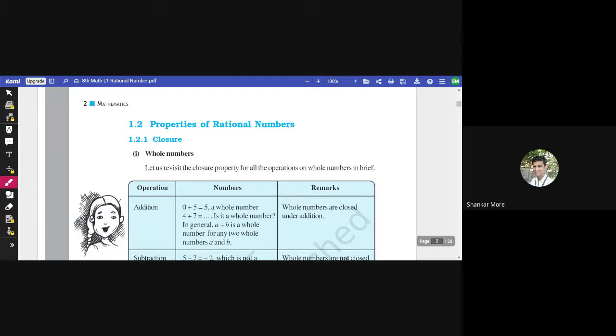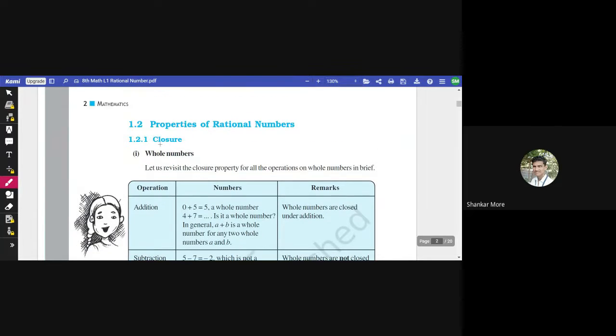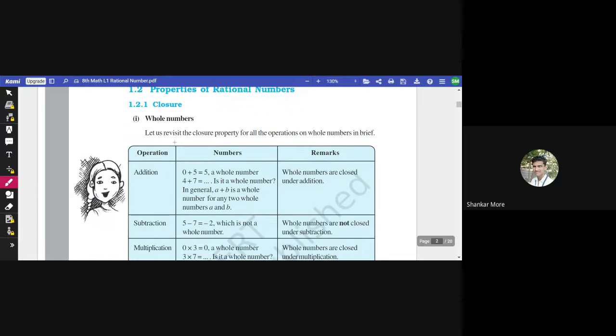Okay, yeah, fine. Okay, so the first property is closure property. Okay, so what is closure property? We'll learn about that. So we'll learn closure property for whole numbers first. Okay, even though it is written here like properties of rational numbers, but first this property we are going to apply on, or we are going to test it on whole numbers. Okay, so I hope everybody is clear with the concept of whole numbers. What is whole number, right?